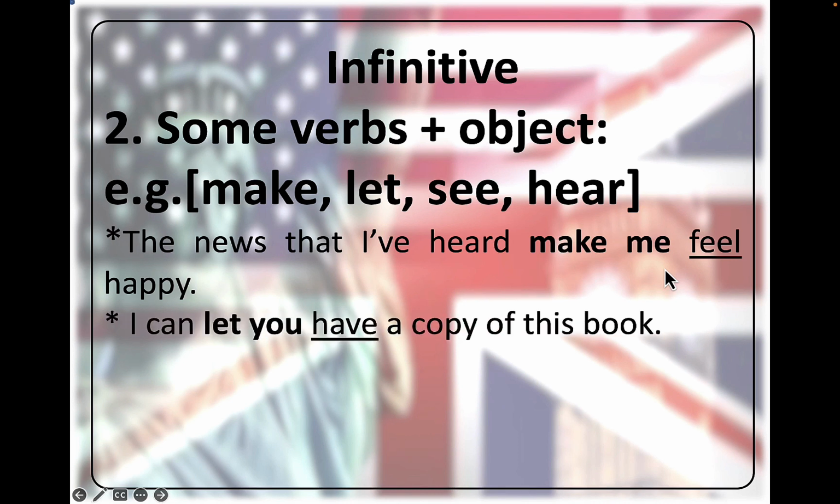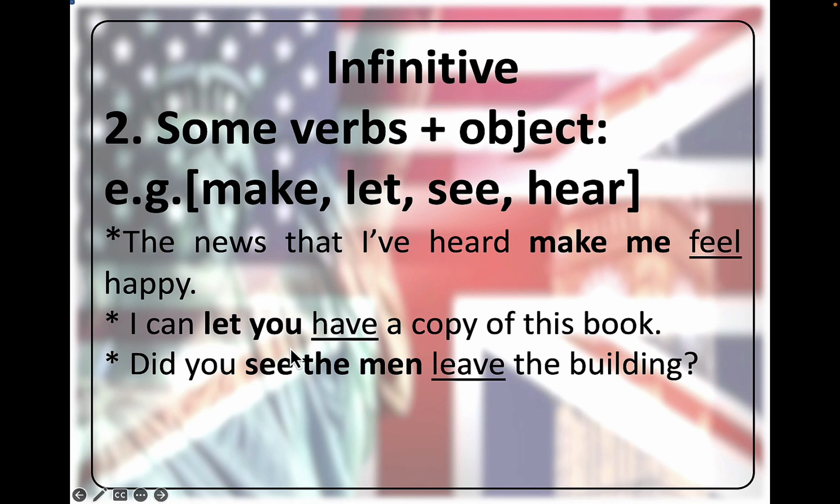I can let you have a copy of this book. Have is an infinitive without to. Why? Because we have the verb let and the object you before it. Did you see the man leave the building? So leave here is an infinitive without to. Why? Because we have the verb see and the object the man before it.